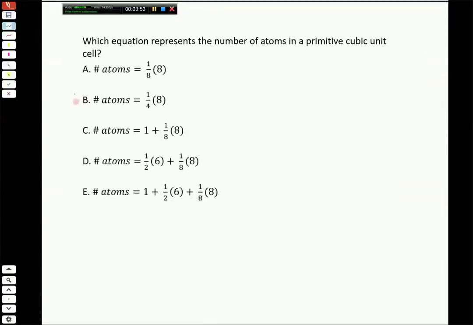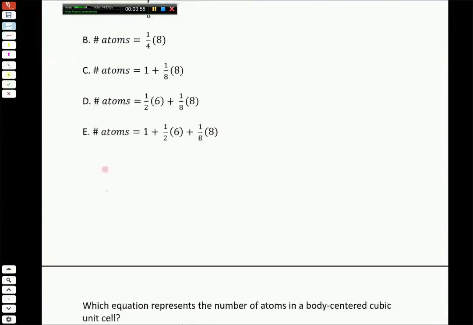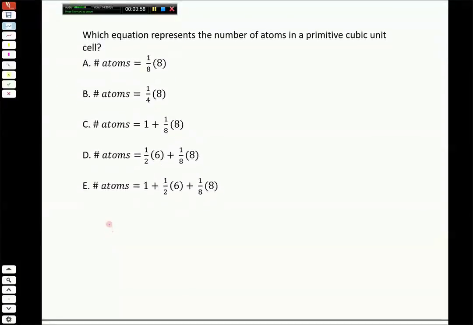The next couple here deal with how we count atoms in these different cubic unit cells. So in this case, we're looking for the equation that represents the number of atoms in a primitive cubic unit cell. So what we have to remember, first of all, are the different positions that we can have atoms located. So we have corners, edges, faces, and then centers, or body centers.